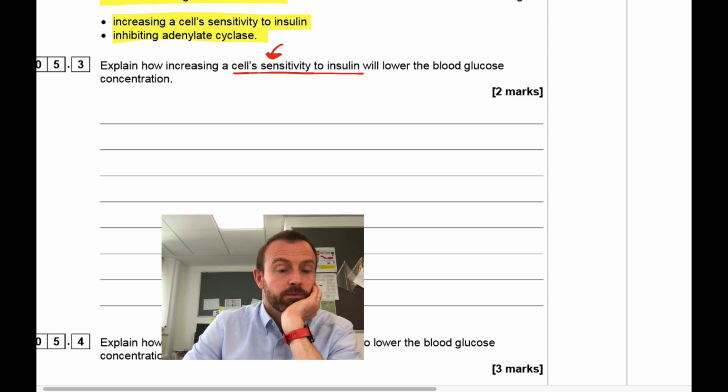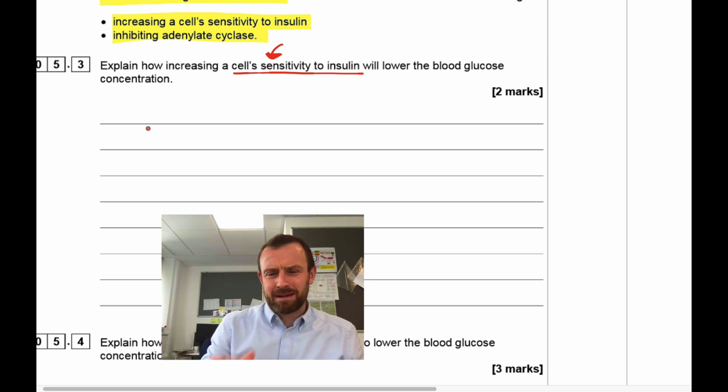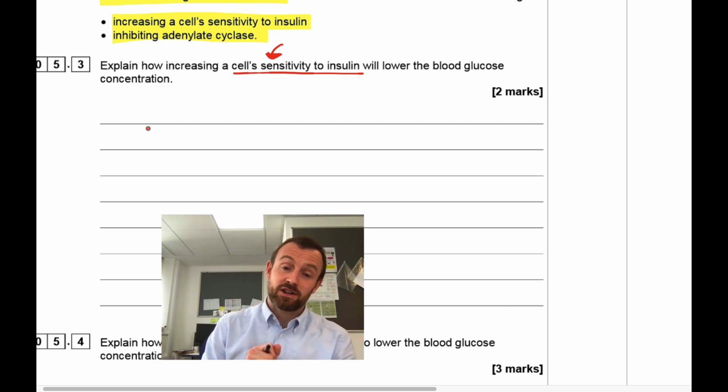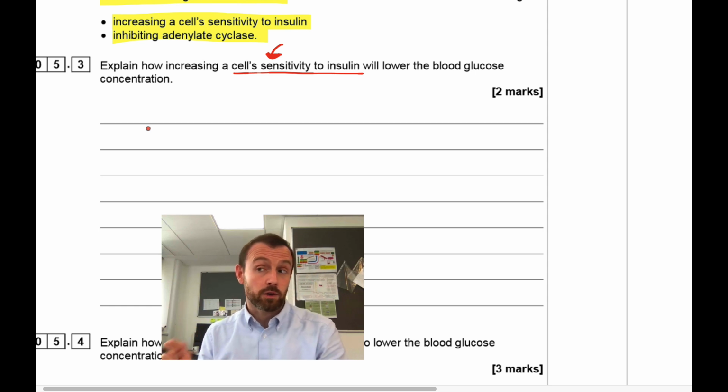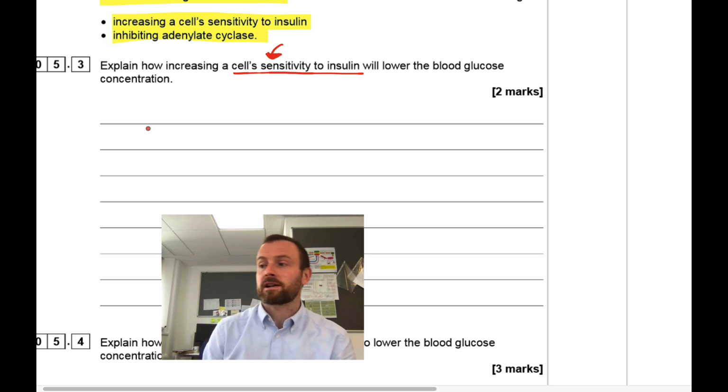Okay, so I suppose a good strategy for this type of question is to describe the normal mechanism and then suggest how it would be increased. So when insulin binds to receptors on the cell surface, this triggers the incorporation of transport proteins into the cell membrane and the activation of enzymes that convert glucose to glycogen. If the cell's sensitivity is increased, there will be more transport proteins and more activation of enzymes, resulting in a greater intake of glucose. That would be a good answer.